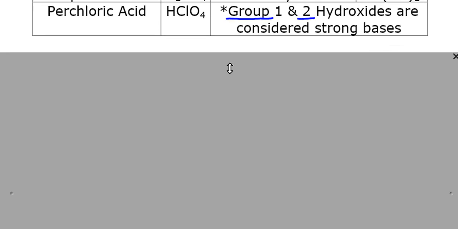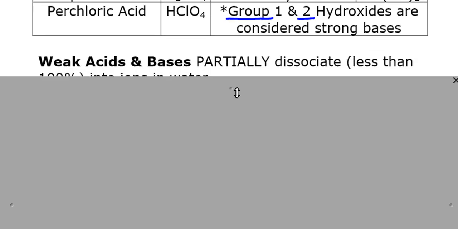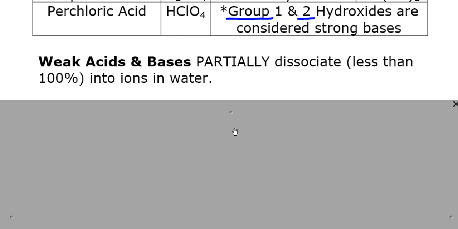For contrast, what does it mean to be a weak acid or a weak base? These ones behave a little bit differently in solution. Weak acids and weak bases only partially dissociate into their ions in water. So that means not all of the acid molecule or base molecule will break apart into its ions in solution. So less than 100%. So you could have a little bit of the acid molecule and the hydrogen ion and whatever negative ion there is.